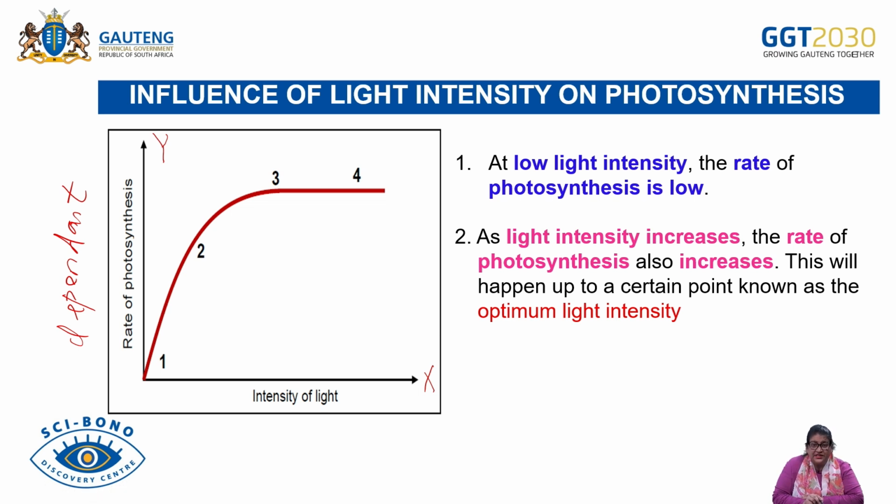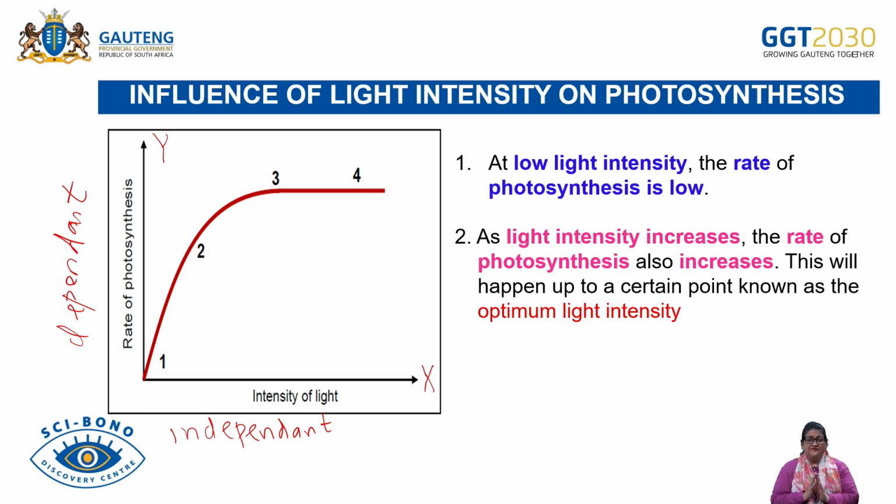Right, so let's see what's on the y-axis. Rate of photosynthesis means that the rate of photosynthesis will depend on what is on the x-axis. What is written here? Intensity of light, or light intensity. That is your x-axis. And your x-axis is called your independent variable. You see, it's independent. Why?